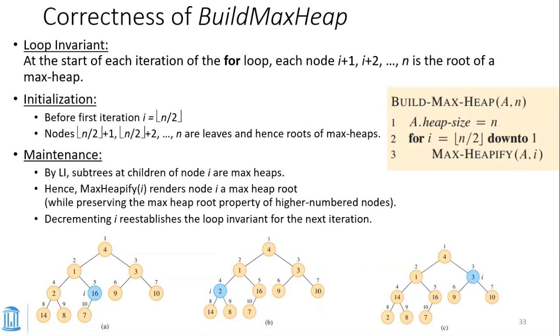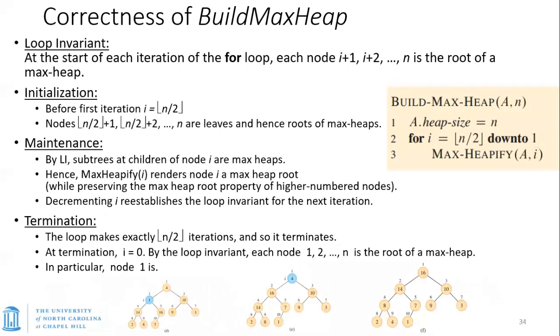And then finally, the last stage, termination. What happens at termination? Is it going to terminate? Yeah, it's clearly going to terminate because it's a for loop and you're not changing the value of I. It's going to go all the way down to 1. And so once it terminates, it's kind of obvious that everything has been made into a max heap. All the nodes rooted at indices 1 and above are now max heaps.